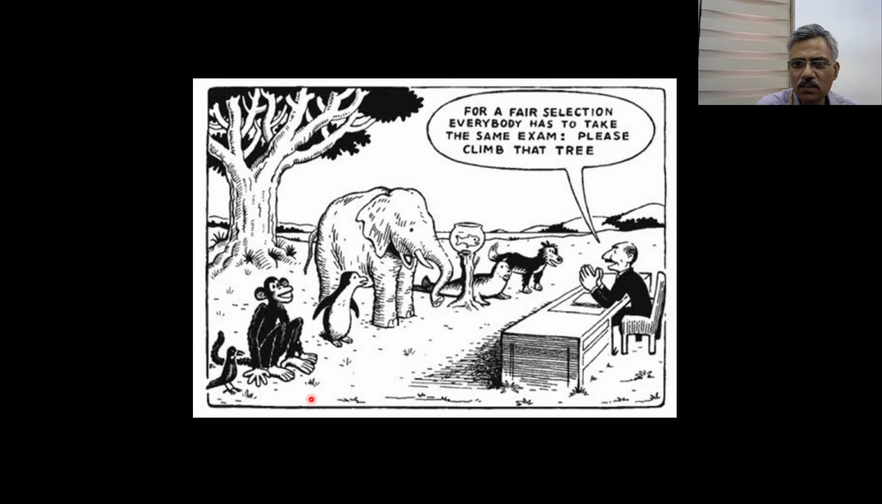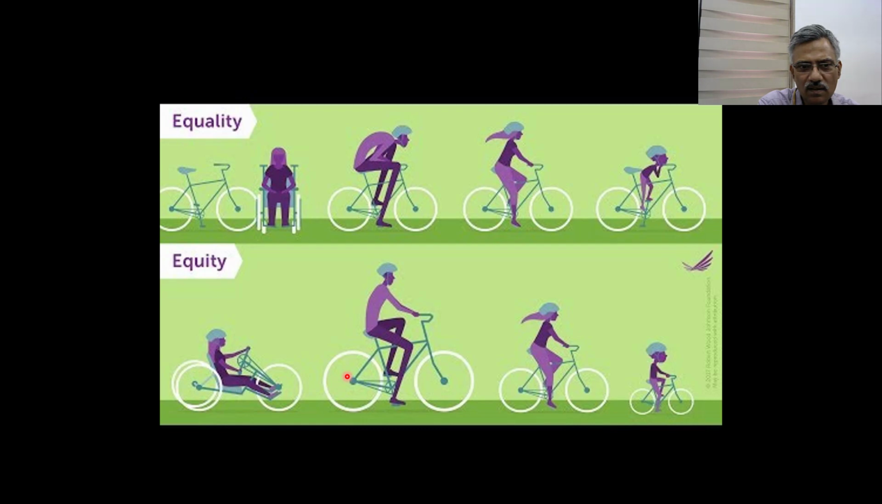Equality says that only equals should be treated equally. Unequals should be treated differently. So you can't ask everybody to pass through this test of climbing a tree to get a job. See another. Now everybody is required to ride a bicycle. But if this person is not provided a bicycle with little modification required, then obviously we will be denying equal opportunity to this person, which is a guarantee given under the fundamental rights, Part 3 of the Constitution.